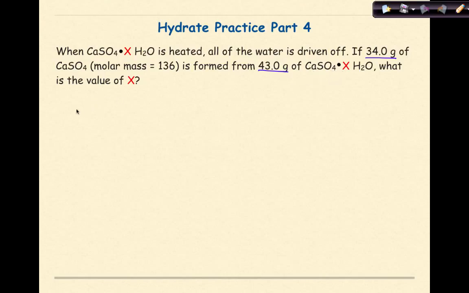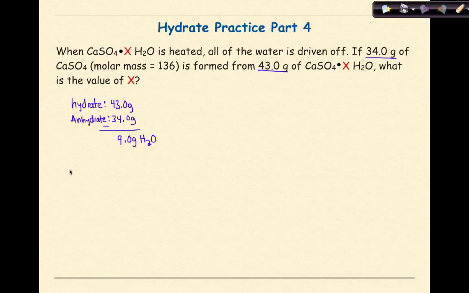Let's write down our given information. Our hydrate is 43 grams. Our anhydrate is 34 grams. What we need to do here is take the difference between the two. And when we take the difference between the two, we find that we have 9 grams left over. So if our hydrate is 43 grams and our anhydrate is 34 grams, that means that this 9 grams right here represents the mass of our water.